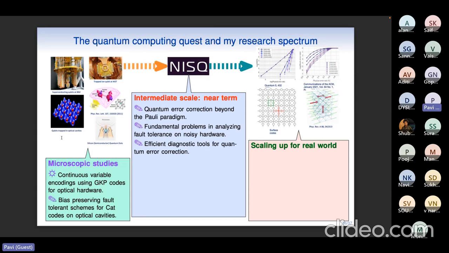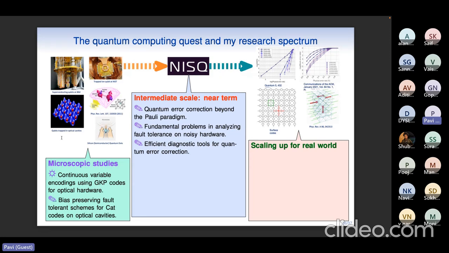In the microscopic studies, I'm currently involved at a startup called Xanadu, where we are looking at continuous variable encodings of quantum information using a class of error correcting codes called GKP codes, Gottesman-Kitaev-Preskill codes.